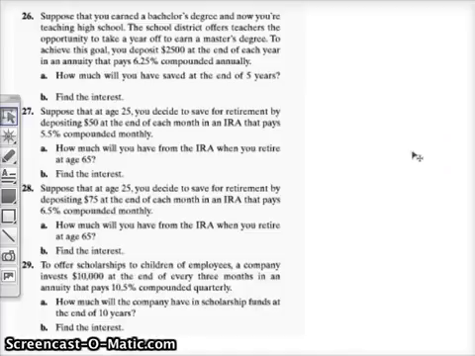Look at 27. Suppose that you want to save for retirement and you're depositing $50 at the end of each month. That's the key right there. How much will you have in the IRA by the time you retire? We did one just like that in class, so hopefully that's pretty straightforward.